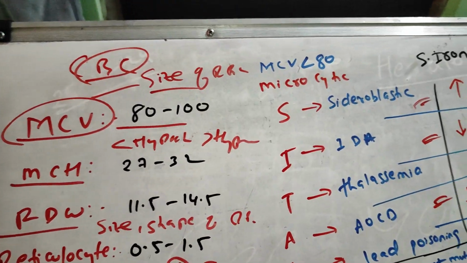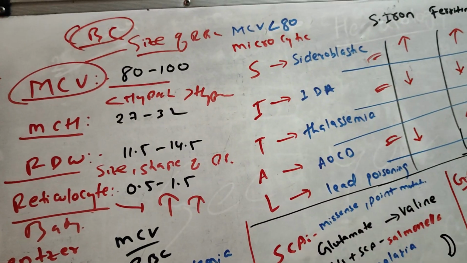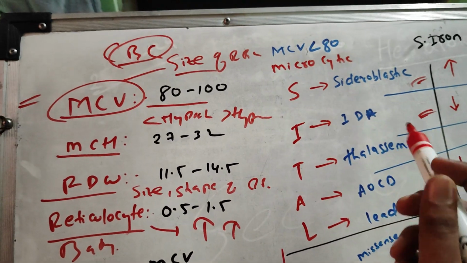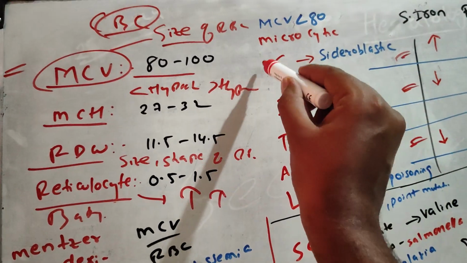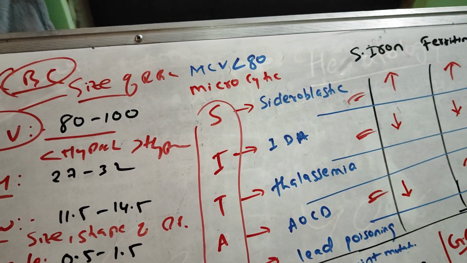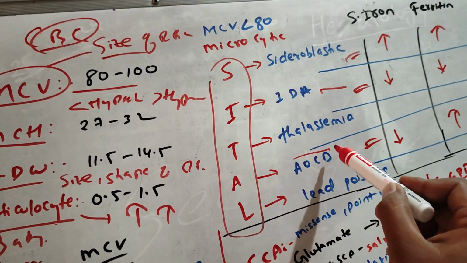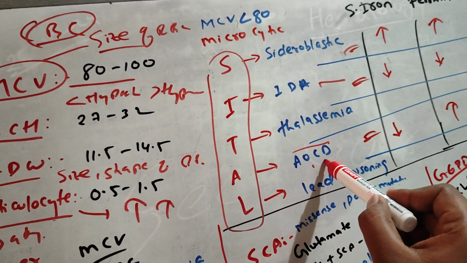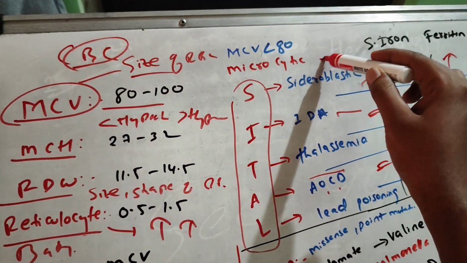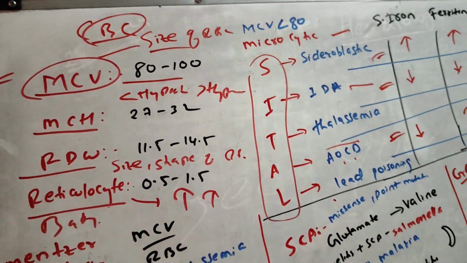Okay, see here, microcytic diseases are a total of 5 types. The mnemonic is SITAL: S means sideroblastic anemia, iron deficiency anemia, thalassemia, anemia of chronic disease, and lead poisoning. Sideroblastic anemia and lead poisoning are almost the same.